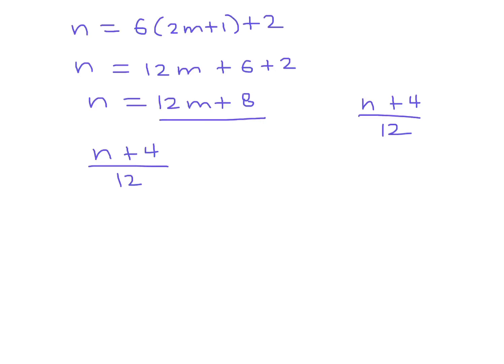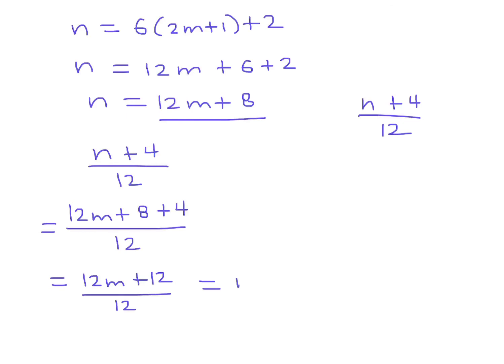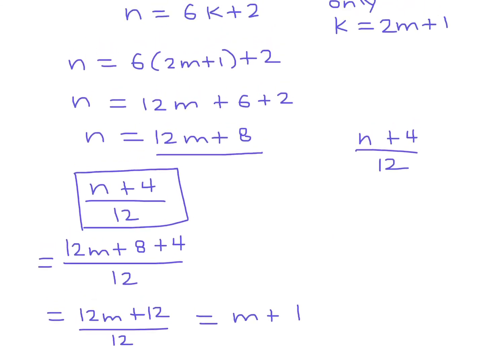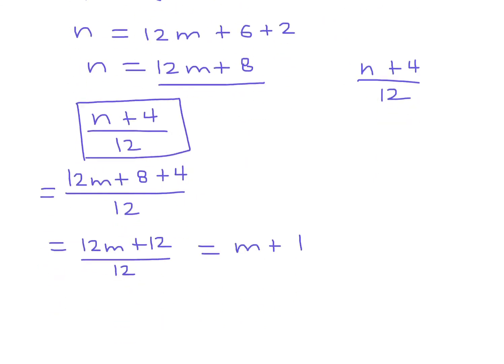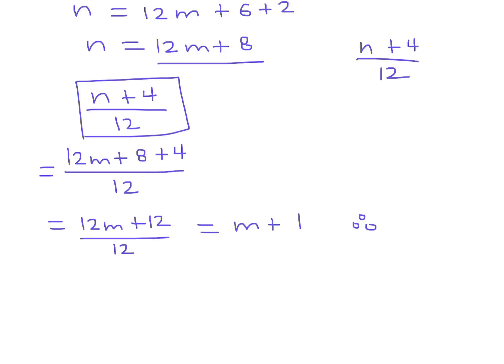This is the form that we concluded that n is in. And therefore we plug that in: 12m plus 8 plus 4 over 12. And this gives me 12m plus 12 over 12. And that basically is m plus 1. So that means that n plus 4 over 12 is equal to m plus 1. Well, m is an integer, and therefore m plus 1 is an integer. What was m? m is basically what I used to make k into an odd number. So there you go. We have proven that.